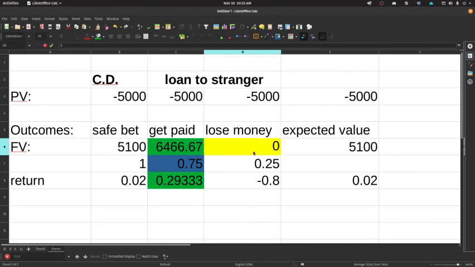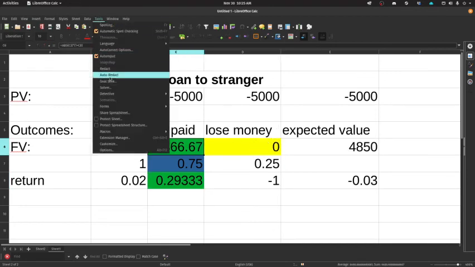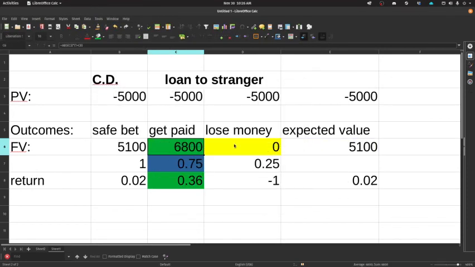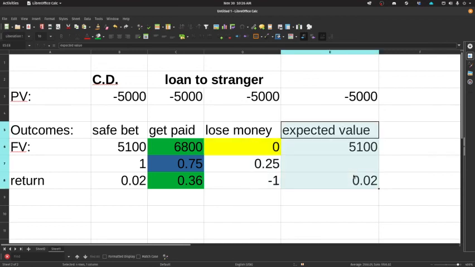Right? If we make that 0, let's try it again. I don't think we need to change anything in solver, so let's just hit solve. 36%, we're getting paid $6,800 on that $0 collateral. So 1/4 of the time we lose a bunch of money. 3/4 of the time we make a 36% return on our investment. But because we're losing so much, our risk-adjusted return is still equivalent to what we had there.